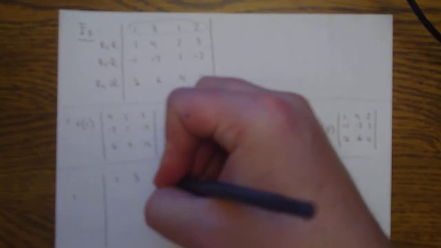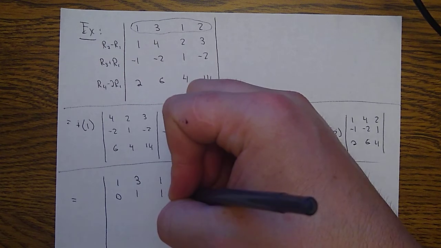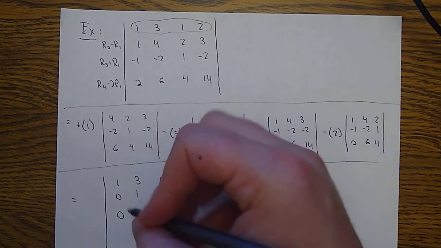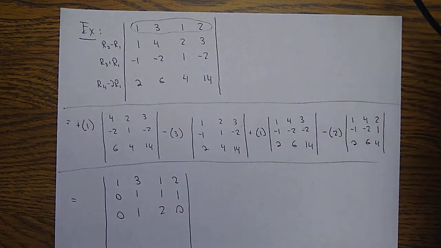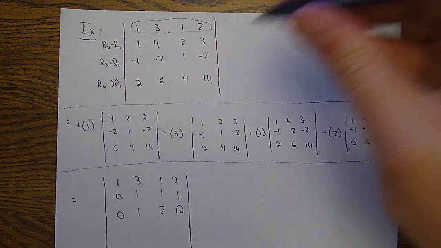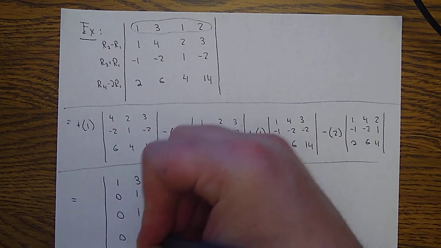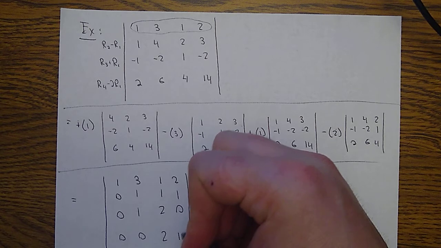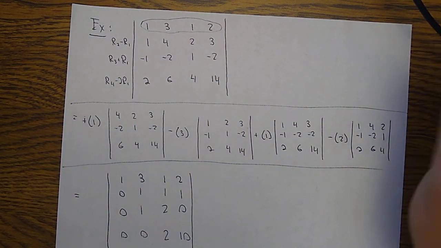So row 1 stays, row 2 is now 0, 1, 1, 1. Row 3 is now 0, 1, 2, 0. And row 4 is now 0, 0, 2, 10. Right?